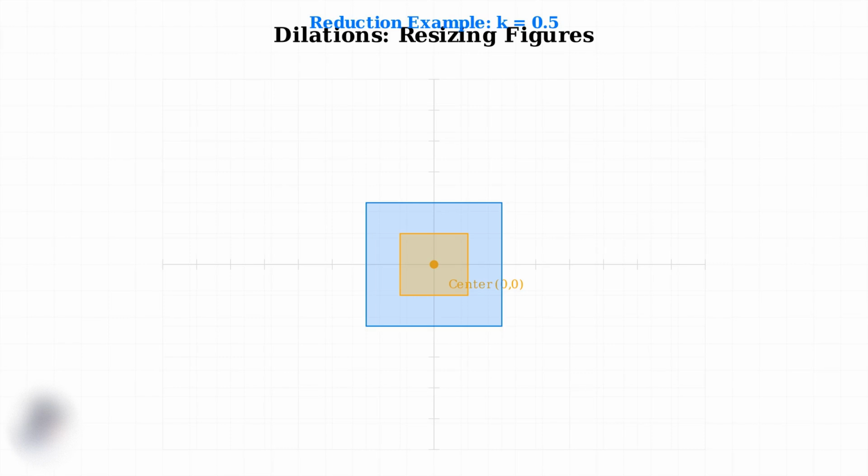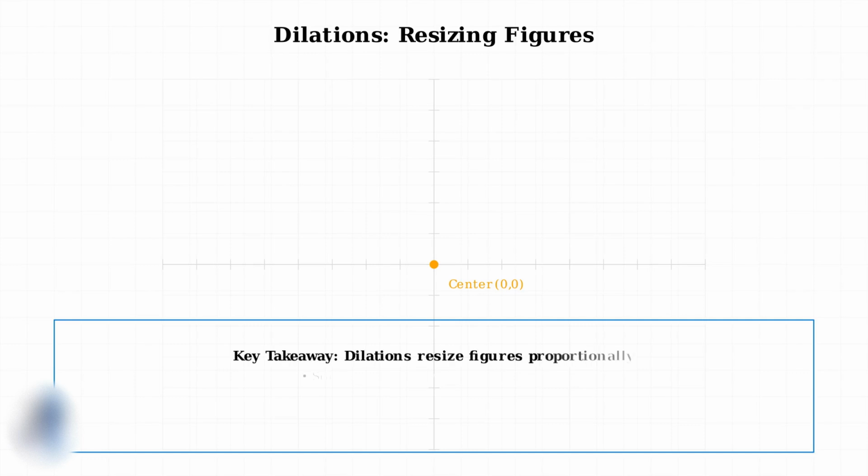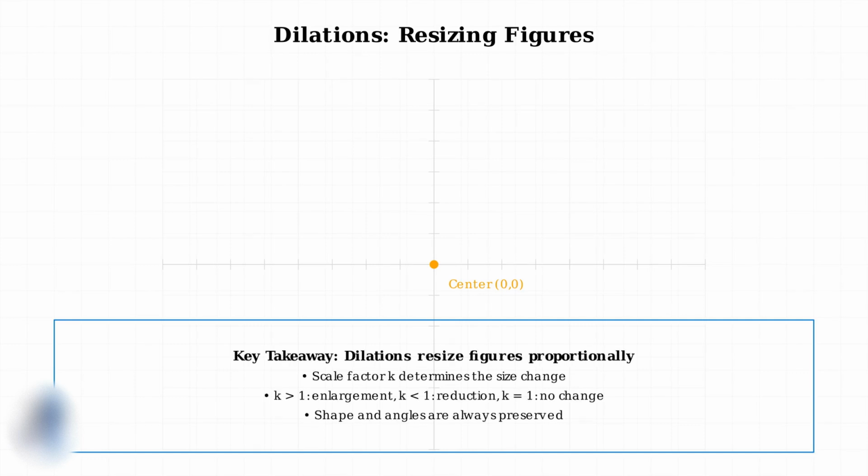length 2 units. To summarize, dilations are transformations that resize figures proportionally while preserving their shape. The scale factor determines whether we get an enlargement or reduction, but the angles and overall shape always remain the same. This makes dilated figures similar to their originals.